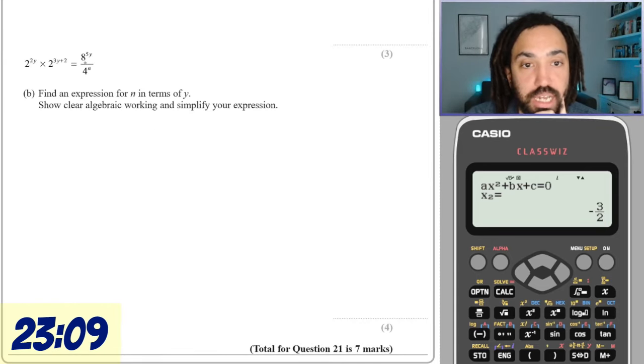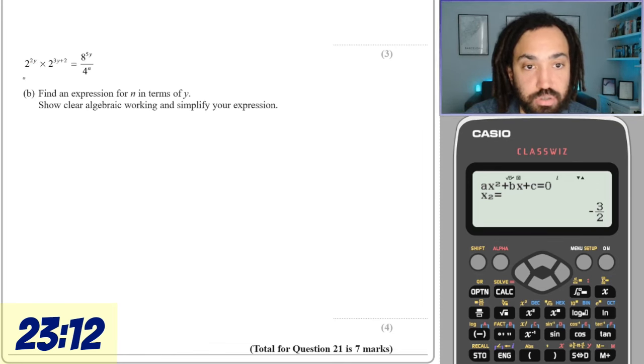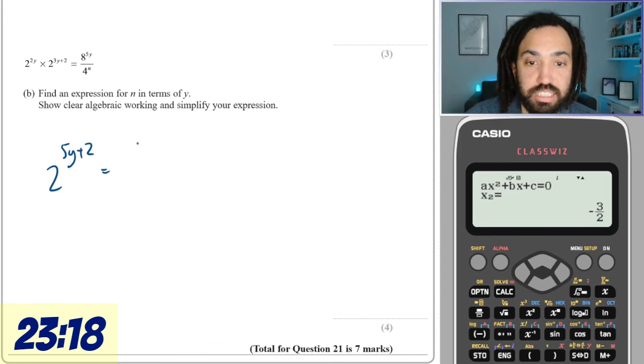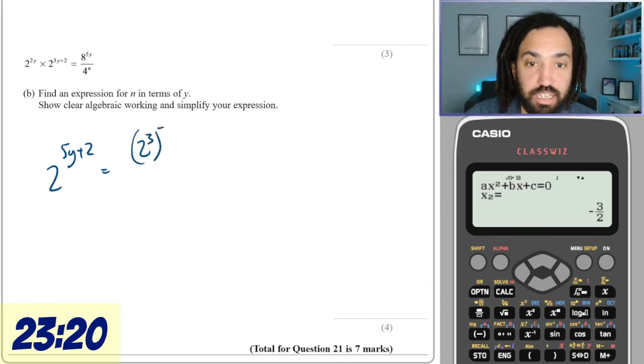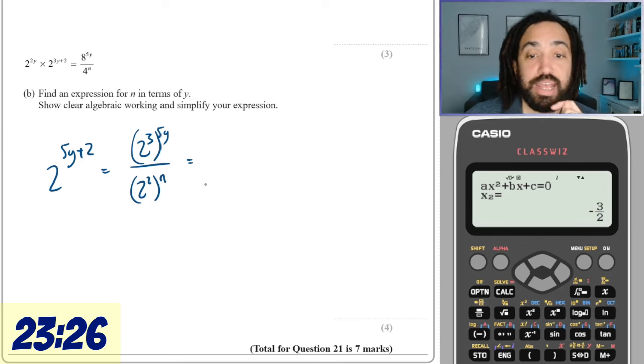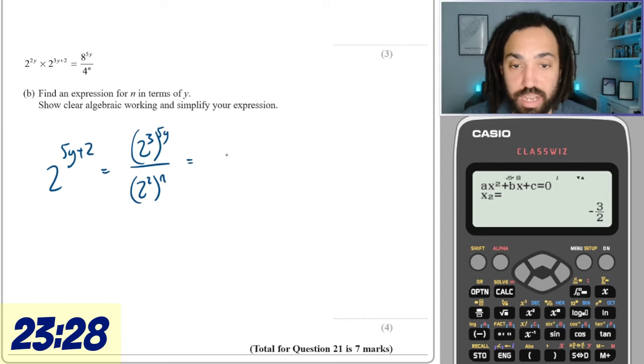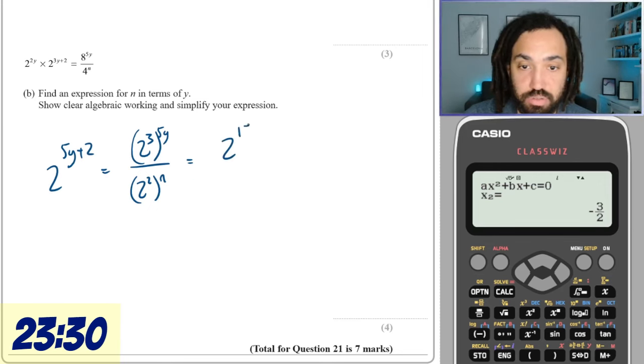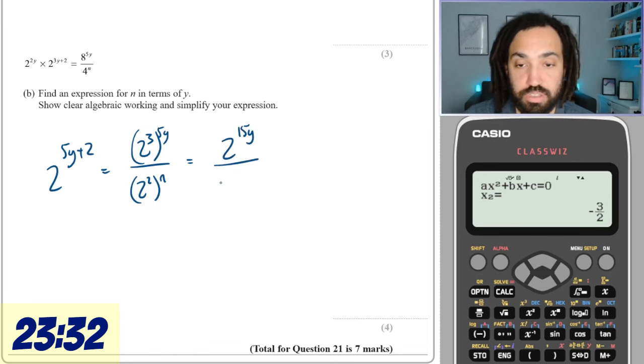Right. Now we need these all in powers of 2. I need to multiply those two together, which means I add the powers, so it becomes 5y plus 2 on that side. And this is 2 to the 3 to the 5y, because 8 is 2 cubed, and that's 2 squared n, because 4 is 2 squared. Times those through gives me 2 to the 15y, 2 to the 15y, and 2 to the 2n.